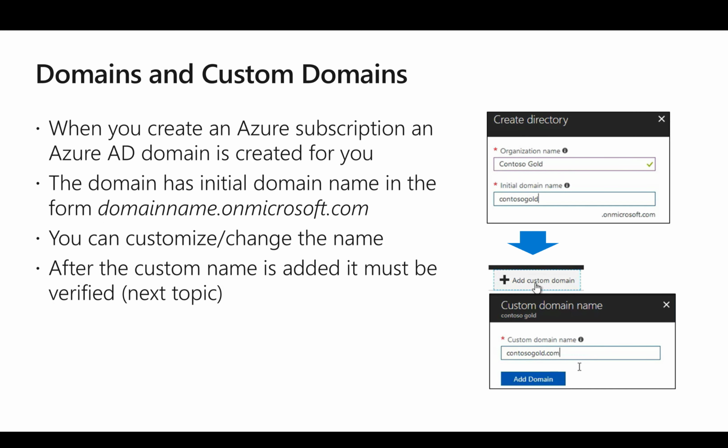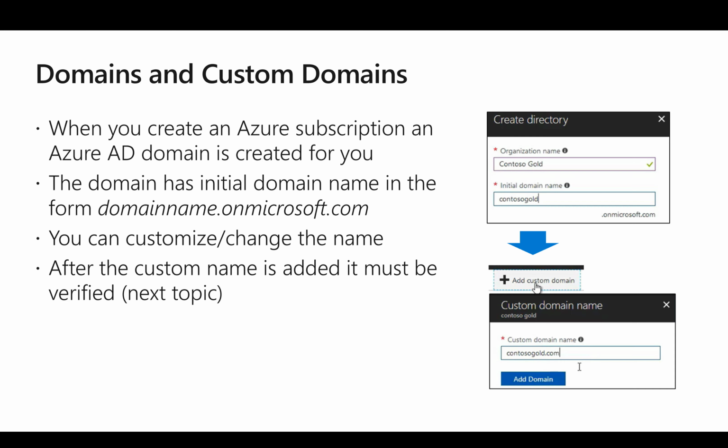So whenever we are creating a new Azure subscription, what we need is an Azure Active Directory domain. And if there is no existing domain, a new domain will be created for us. Let's say if our organizational name is Contoso Gold, the default domain which is created is contosogold.onmicrosoft.com. So that is the initial domain name which is created by Azure Active Directory. And we have an option to add a custom domain as well if we choose to do so.